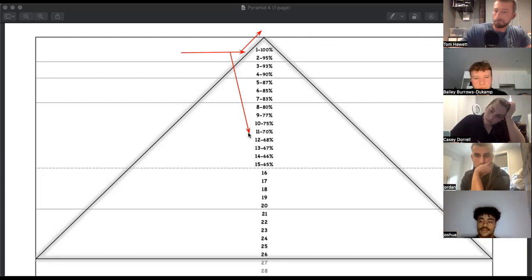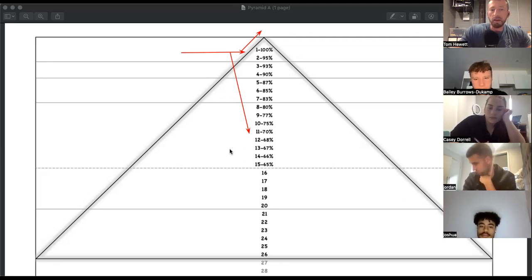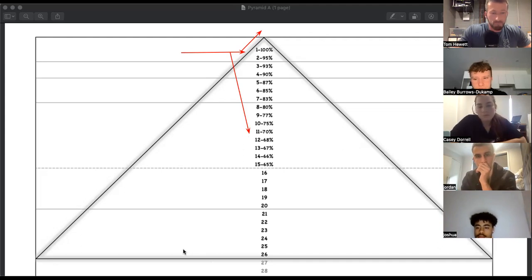Does that make sense? Yep. Any questions on any of that? No, all good. So we'll start to go through these strength qualities.